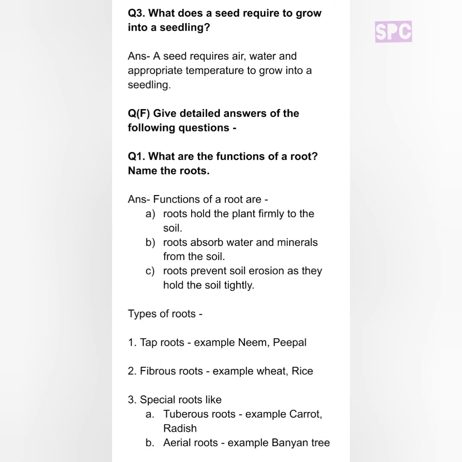Roots hold the plant firmly to the soil. B. Roots absorb water and minerals from the soil. C. Roots prevent soil erosion as they hold the soil tightly. Types of roots. First, tap roots. Example, neem and peepal. Second, fibrous roots. Example, wheat, rice. Third, special roots like A. Tuberous roots. Example, carrot and radish. B. Aerial roots. Example, banyan tree.